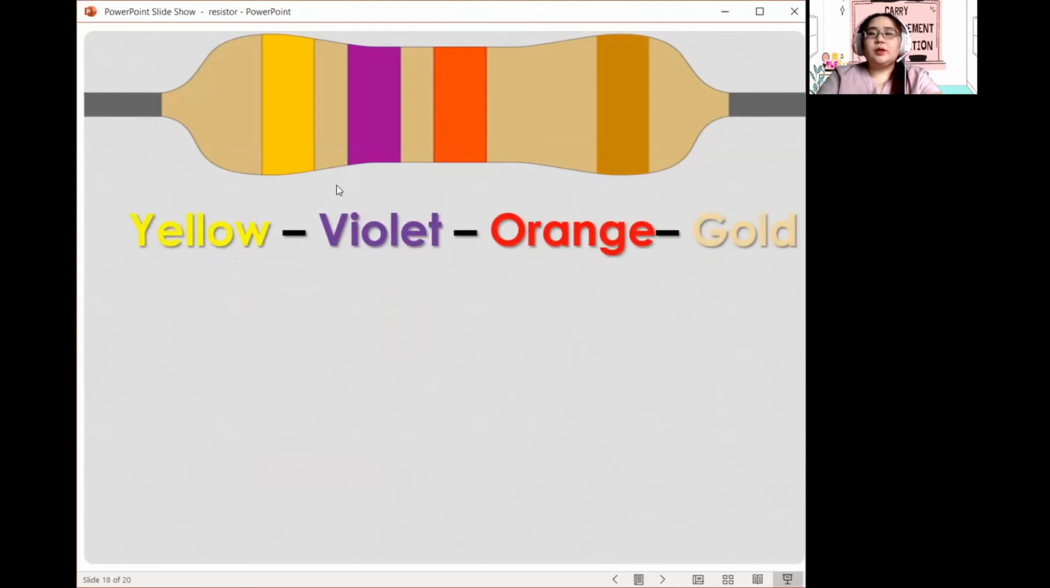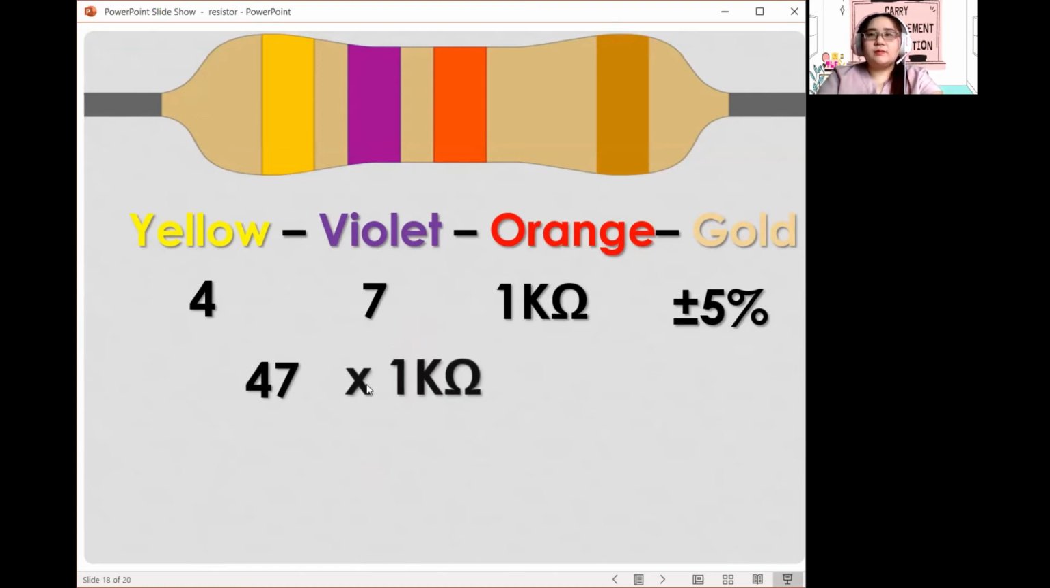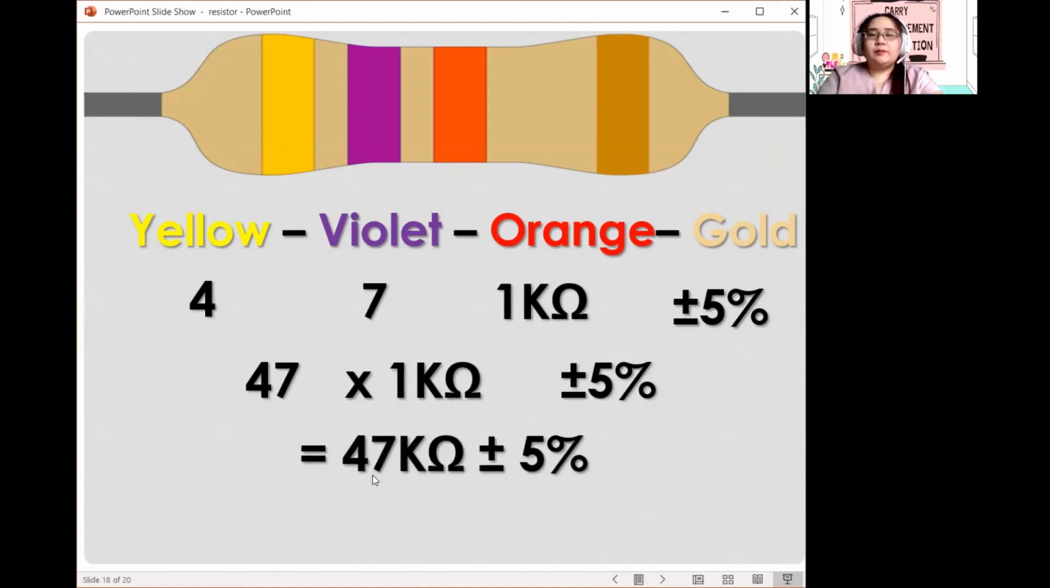To get the total value of the resistance, you can write down the different colors: yellow, violet, orange, and gold. The value of yellow is 4, violet is 7, orange is 1 kilo ohm, and gold is plus or minus 5%. So what are we going to do? Just combine the first and the second band, 4 and 7, which gives 47. Then multiply it by 1 kilo ohm. Now 47 times 1 kilo gives 47 kilo ohms, plus or minus 5%.